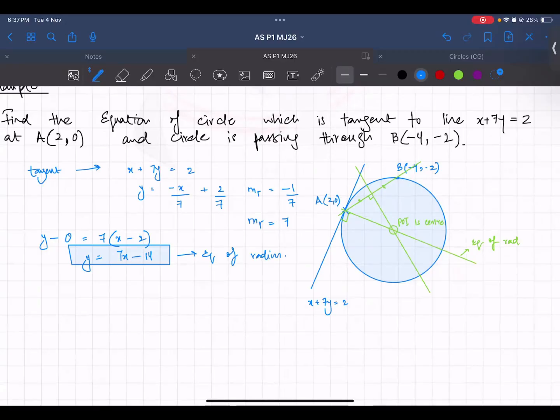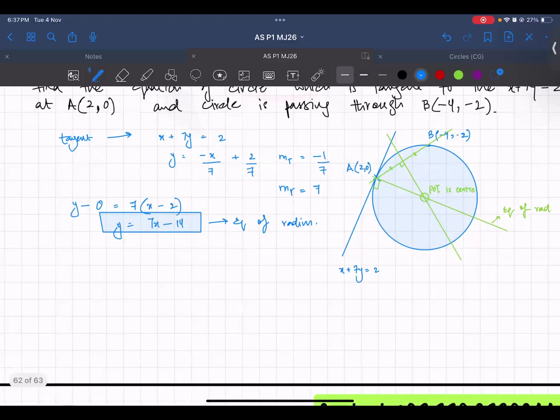Then you would find the perpendicular bisector of AB. So the gradient of AB is y2 minus y1 over x2 minus x1, so minus 2 minus 0 upon minus 4 minus 2. So minus 2 upon minus 6, which is 1 upon 3. And so the gradient of the perpendicular of AB will be negative 3, the negative reciprocal.